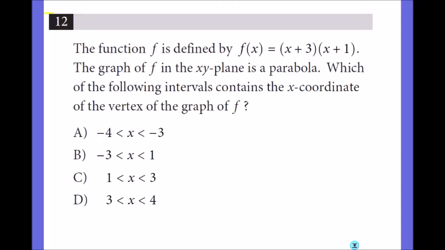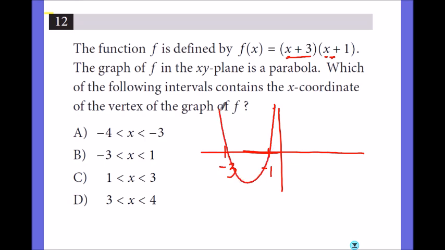The function f is defined by f of x equals x plus 3 times x minus 1. The graph of f in the xy plane is a parabola. So this one will look like this. So when does this become 0? When x is -3. When will this become 0? When x is 1. And it's positive. X times x is positive. So it will open up. So it will look something like that.